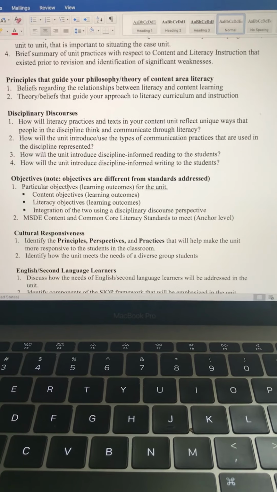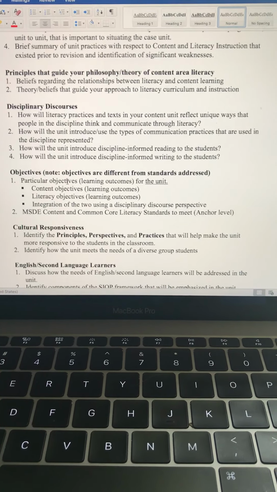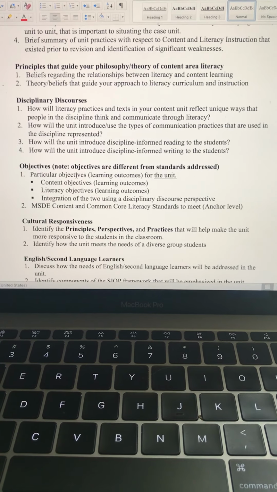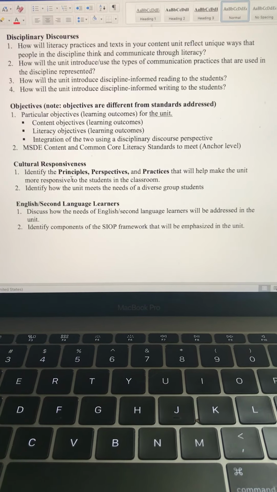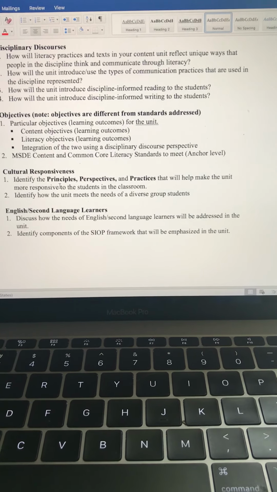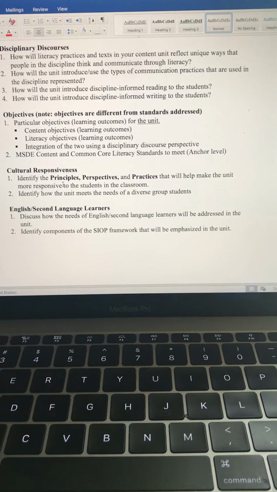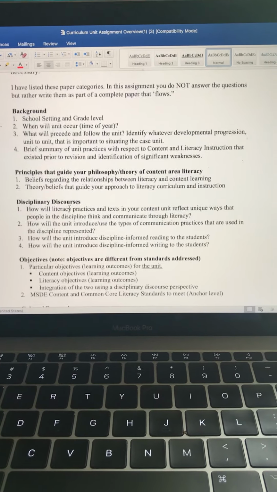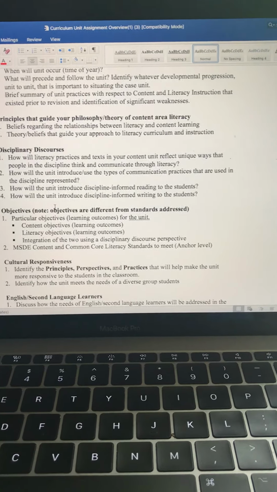You will have an objective section: content objectives, literacy objectives, and then integration of the two. You'll also talk about the cultural responsiveness piece. Identify how the unit meets the needs of a diverse group of learners. Again, within this write-up, you're talking about your actual curriculum unit now.